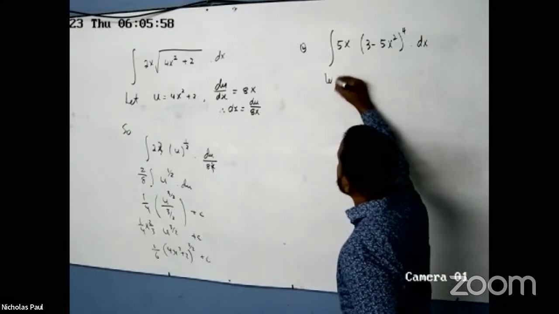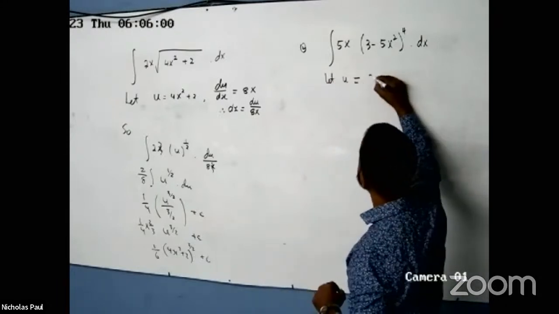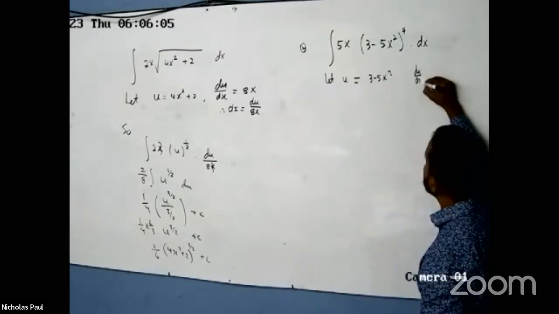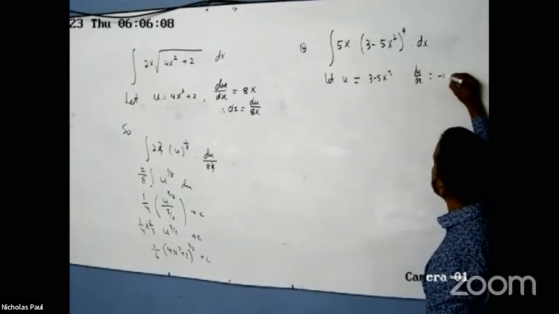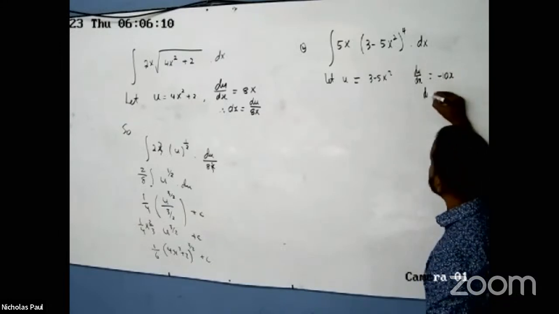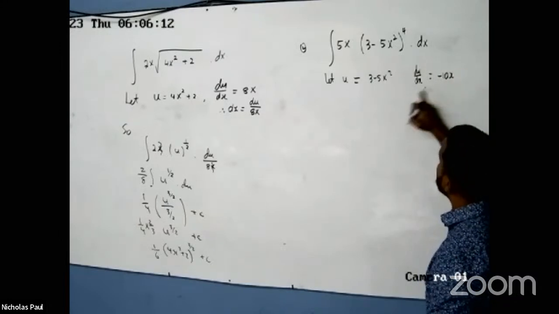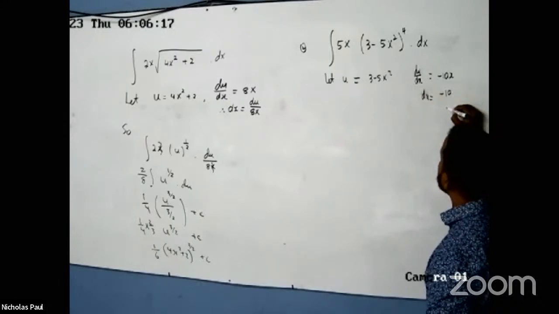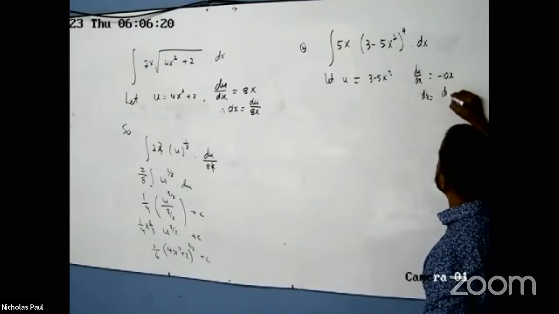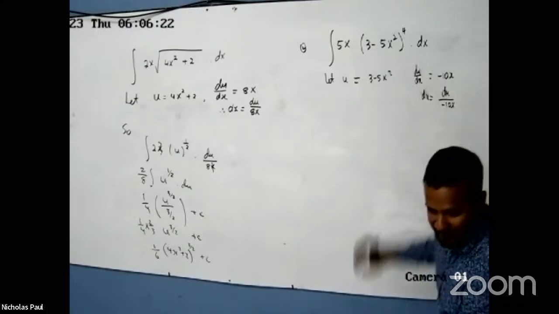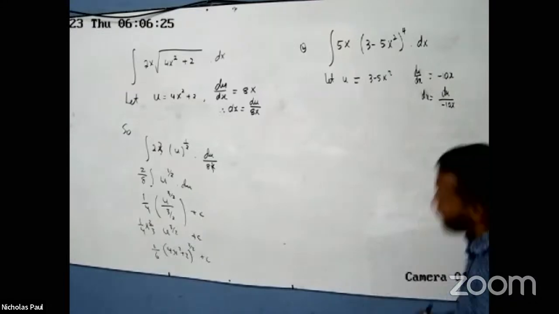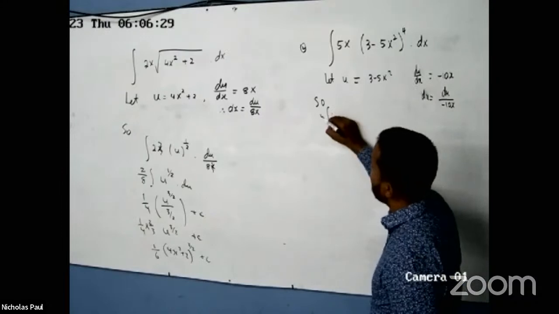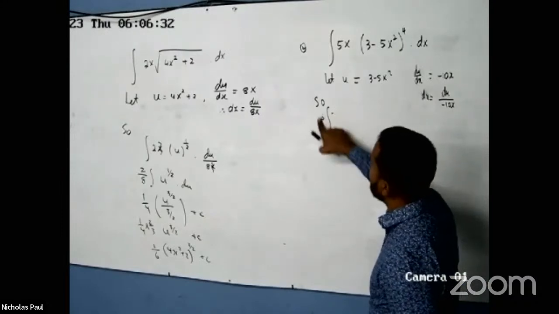Right, so let u equal 3 minus 5x squared. So du dx is equal to minus 10x, so dx is equal to du on minus 10x. Is that clear here? So when we substitute, we'll get the integral of 25 on the outside. Actually, I can leave it right here.